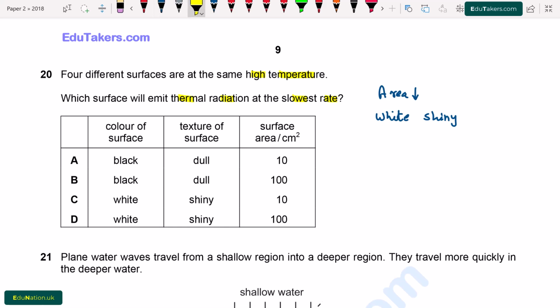In option C and D, white surfaces are shown. Also the texture of the surface is shiny, but here the surface area is different. We have to choose that surface which has smaller area, which is 10. So only option C is correct, which shows that a shiny white surface with 10 centimeter square area emits the thermal radiation at the slowest rate.